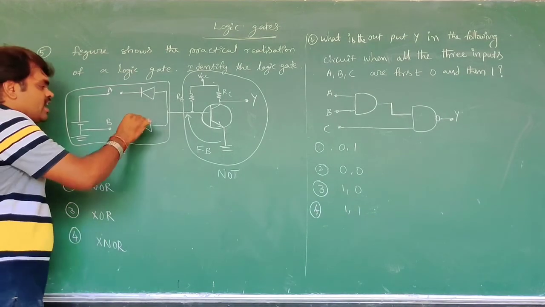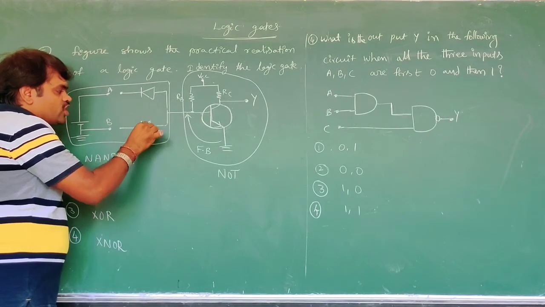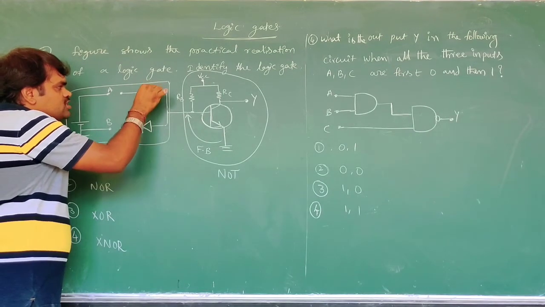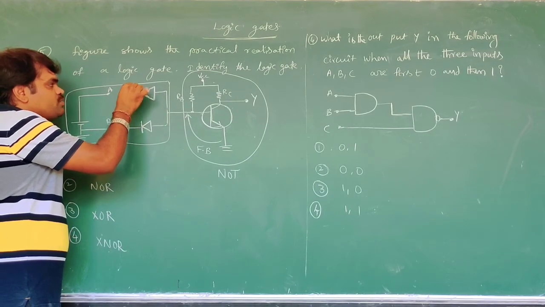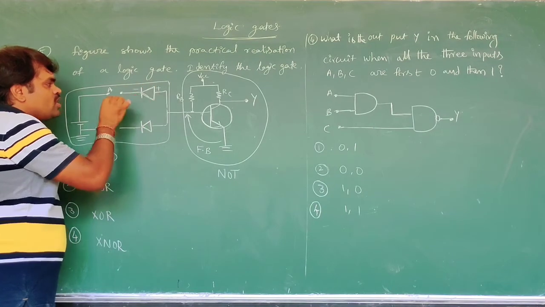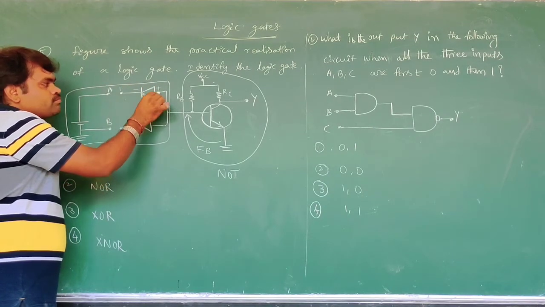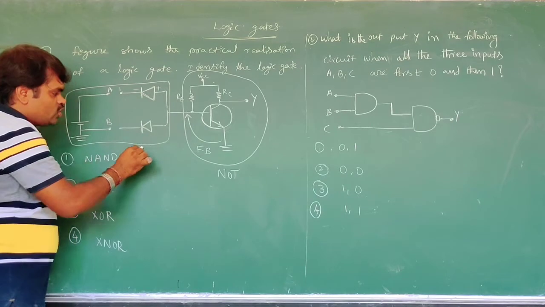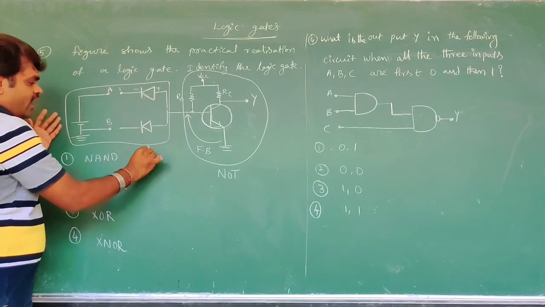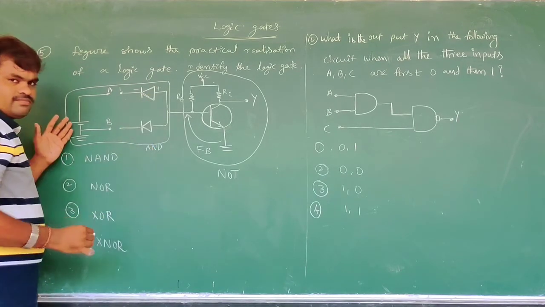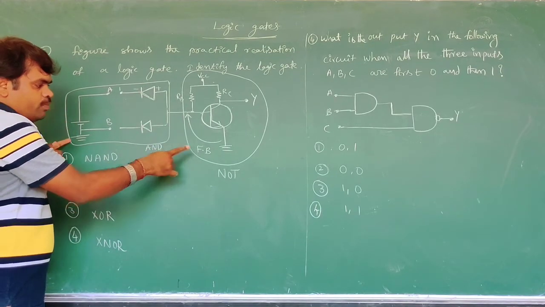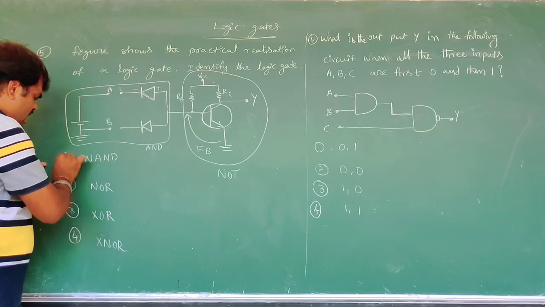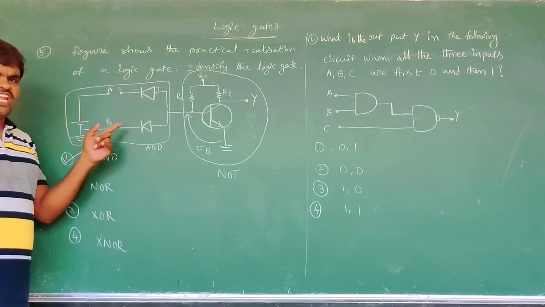Now in this, here you can see the diode circuit. The diodes are in reverse bias. It is opposite, this is negative, this is positive, maybe it is high. That's why this circuit is represented as AND, and AND plus NOT is a NAND gate directly.